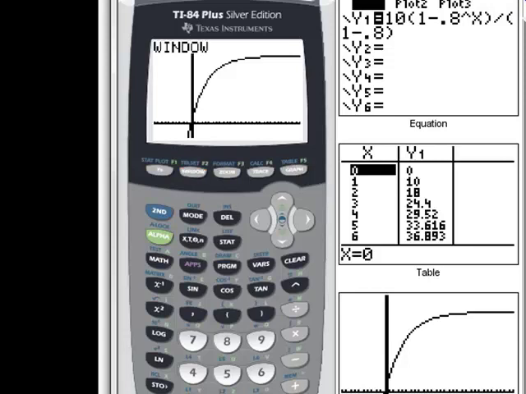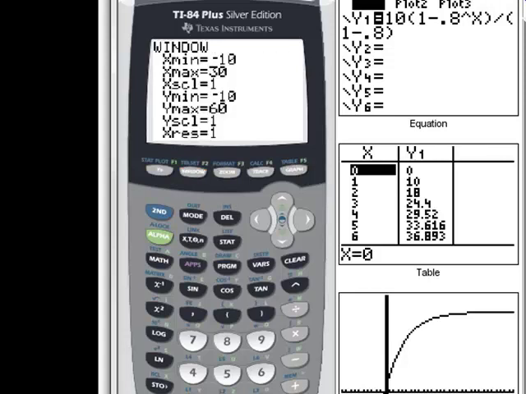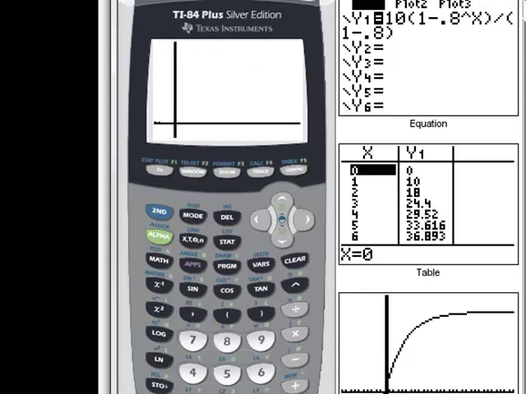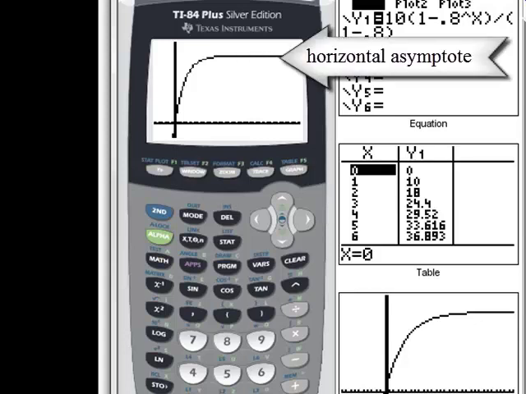Well, let's make this window, let's go a little further in the x's and see if that changes anything. So let's double it. So we'll look at the first 5 years. Going back to our graph, it gets very flat.